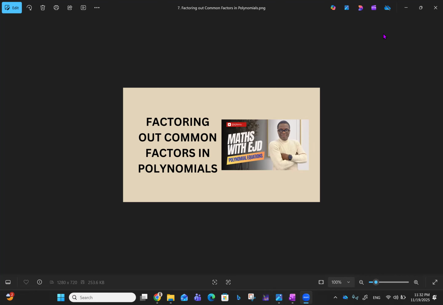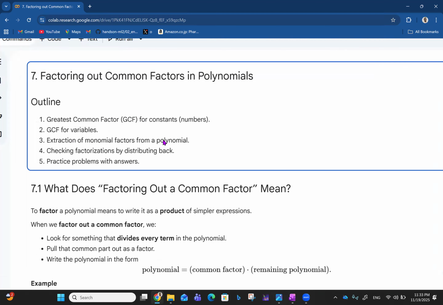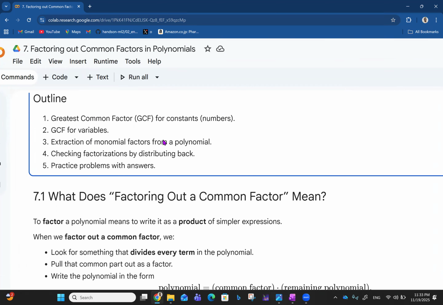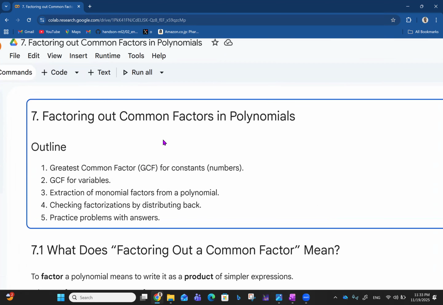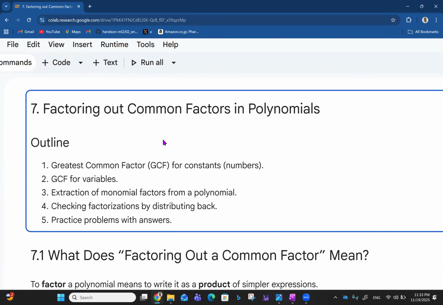As we continue with polynomial equations, in this video, we'll look at factoring out common factors in polynomials. Here the outline includes the following. We talk about greatest common factor for constant numbers, greatest common factor for variables, extraction of monomial factors from a polynomial, checking factorization by distributing back, and practice problems.